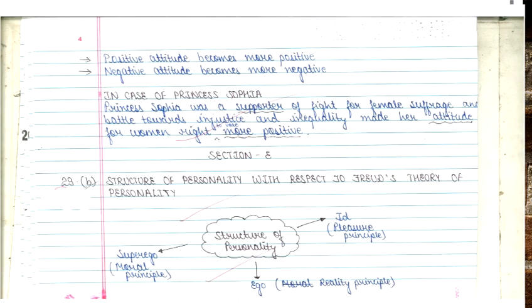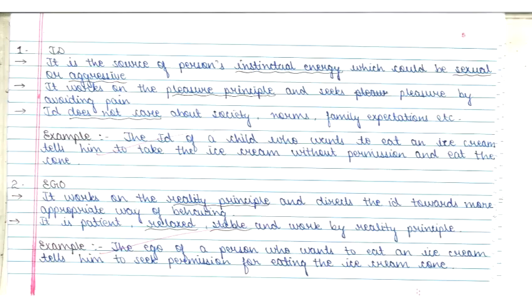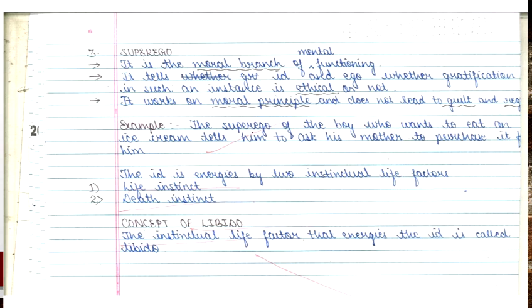Okay, next let us see the next. Now in Section E, the first question is: enumerate the structure of personality with respect to Freud's theory of personality. So she has started with the structure of personality in this way. It is okay. Then she has explained the ego and next the superego also. So this answer is okay. Again, this is a 6 marker, so definitely it should have a conclusion.